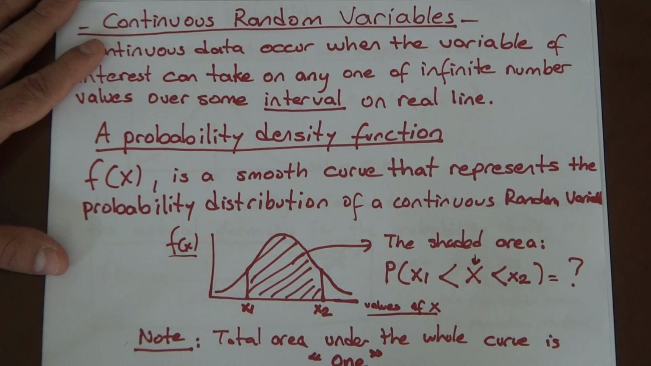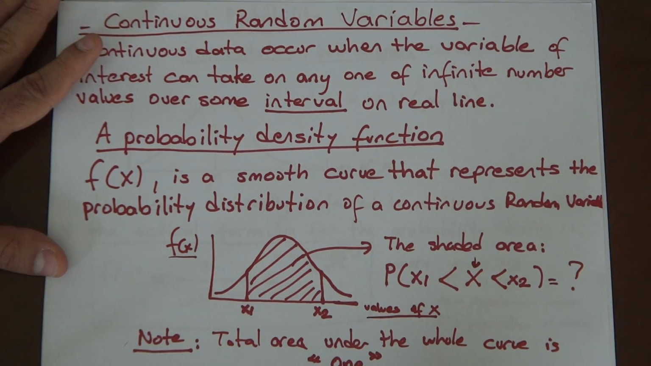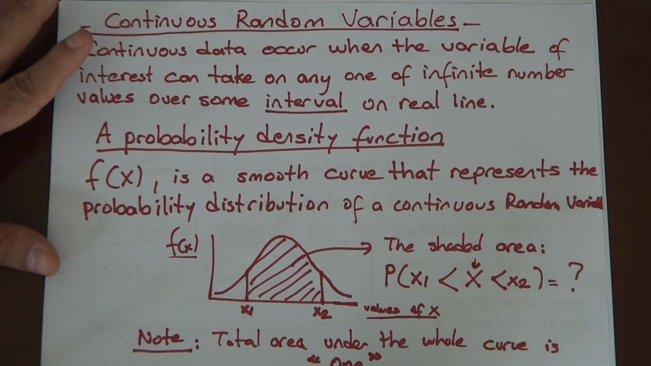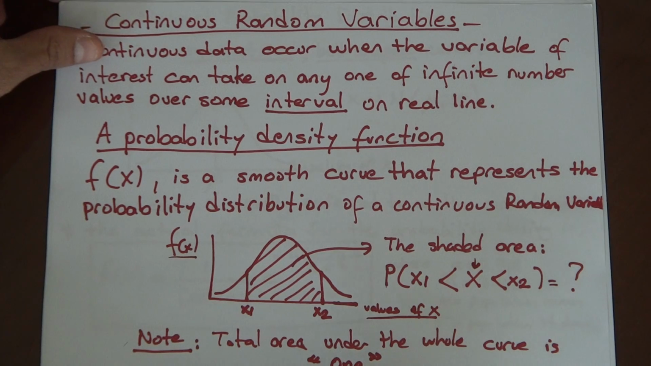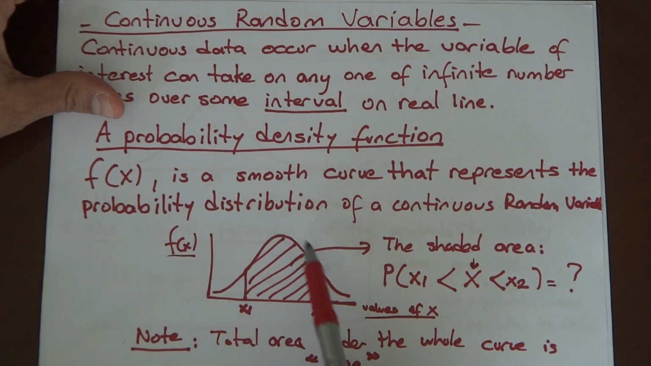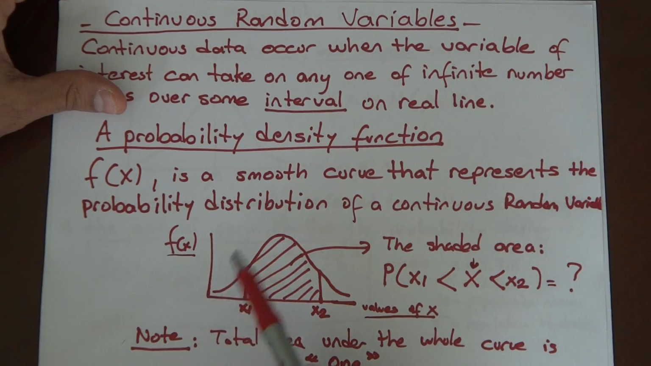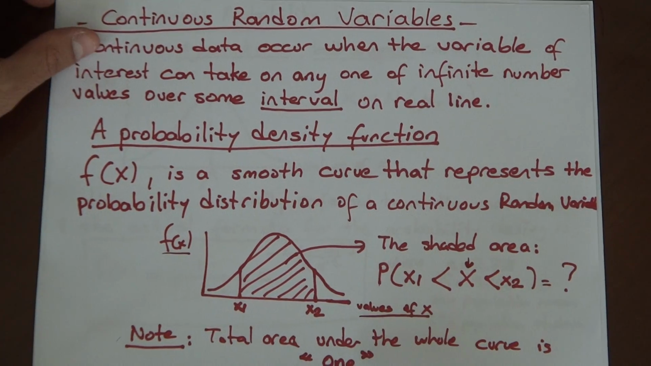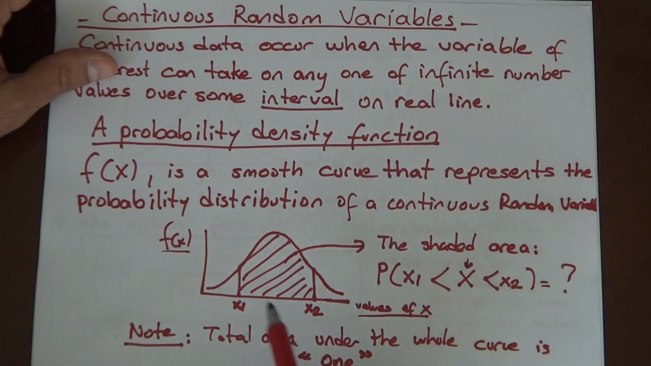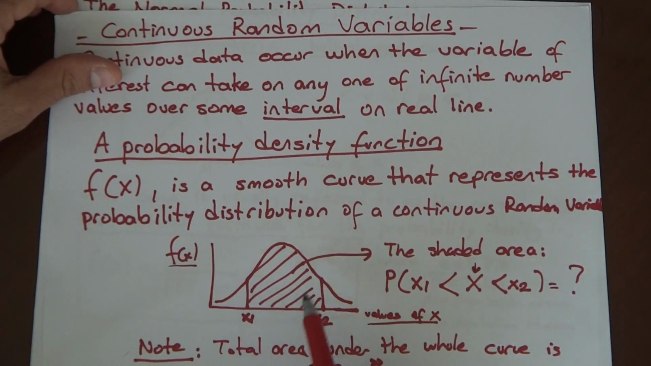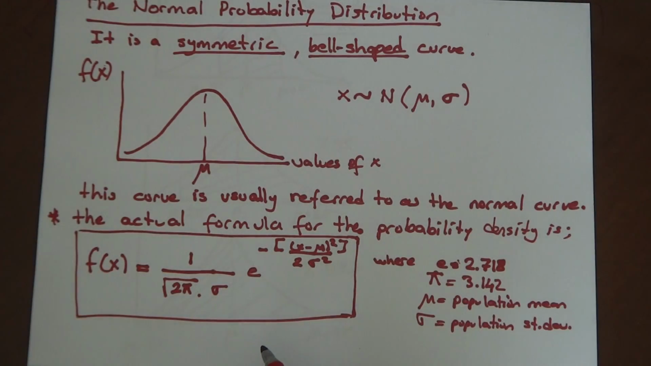And in our calculation, the most important thing is the total area. The total area under the curve is 1. Since it's a probability distribution, 1 means 100%, as you know. So don't forget, I'm not talking about the shaded area, I'm talking about the whole area under the curve, which is 1. And our target is finding the shaded area, okay?